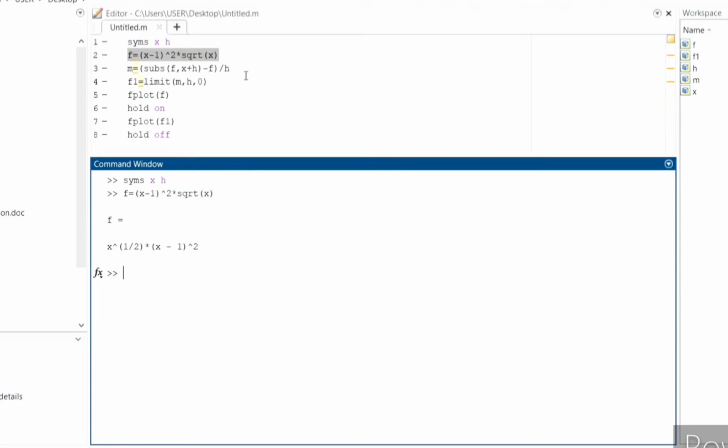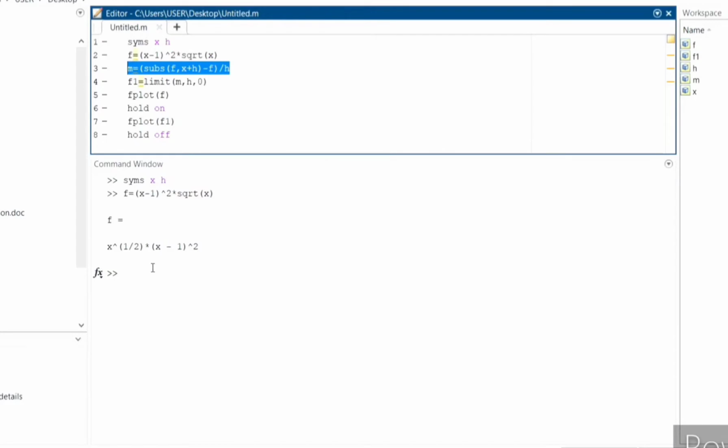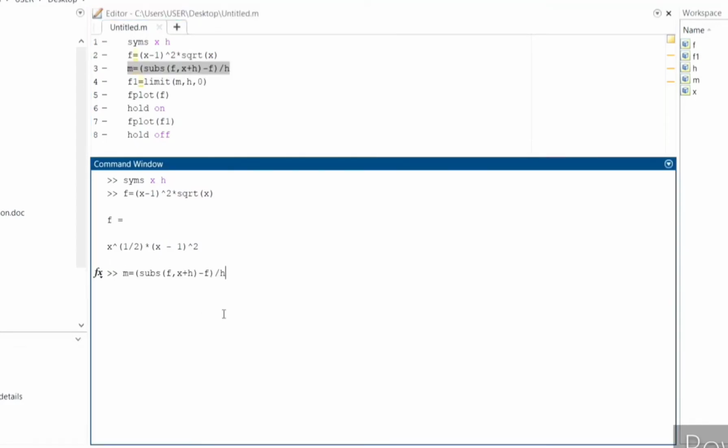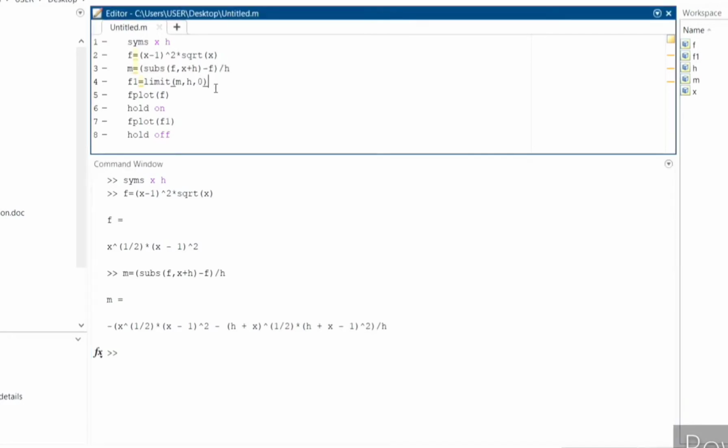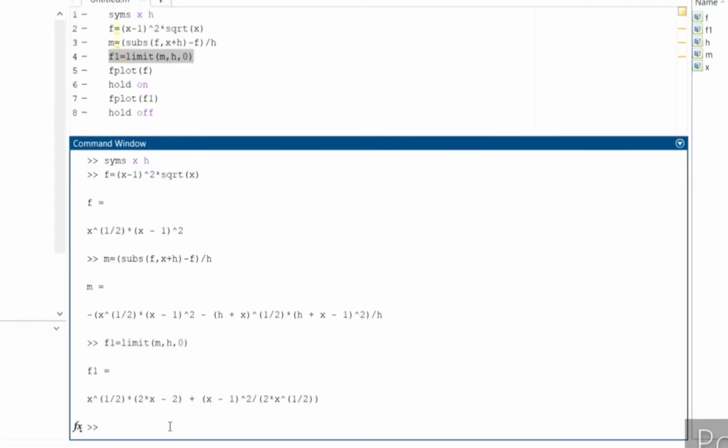Next, we need to put m, which represents substituting the first principle into the derivative formula. Next, we need to put f1 equal to limit mh0. f1 is equal to the derivative. So for the easy way to read the answer, we can put pretty f1.